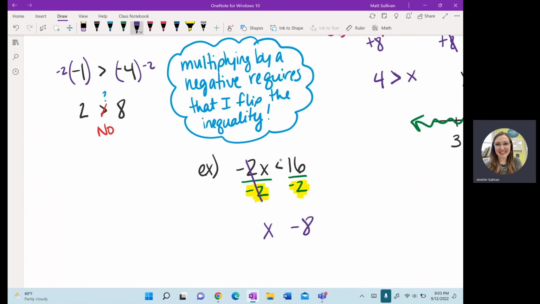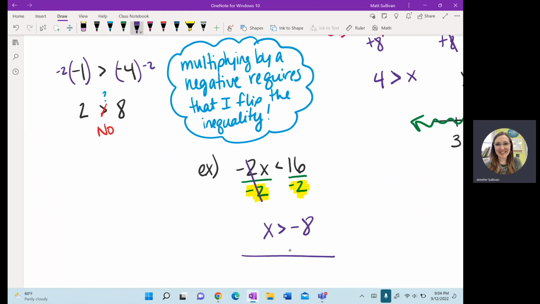But now, instead of having the less than sign, I need to flip directions. The only thing I do is flip it. I don't change anything about whether it has the equal to or not in the inequality. That part doesn't change. It's just the direction. So now this is my answer. This is my solution. x is greater than -8.